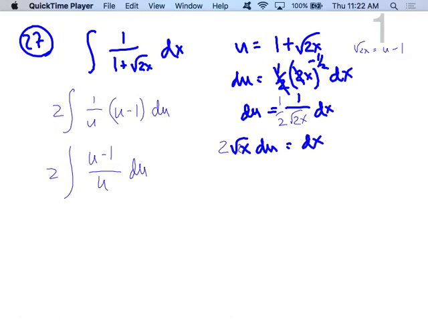Let's talk about how to find the integral of that now. How do you find the integral of u minus 1 over u? Split the fraction. So this becomes 2 times the integral of u over u du plus the integral of 1 over u du. I knew the natural log would come in here somewhere. Wouldn't it be minus? It would be minus, thank you.